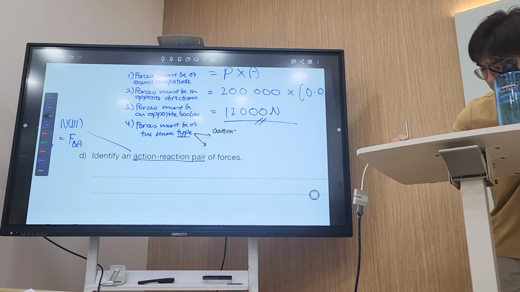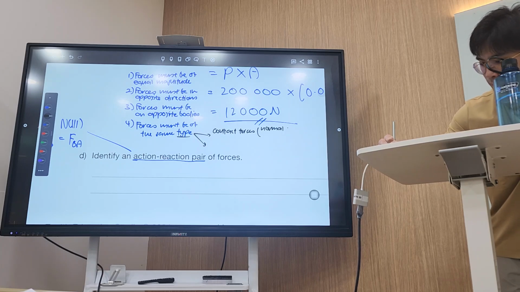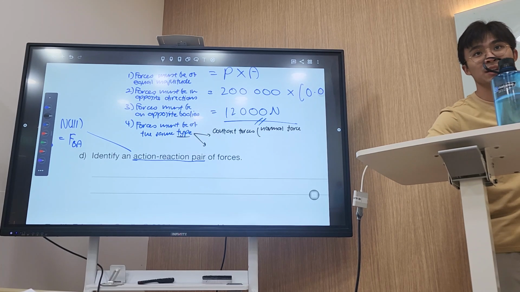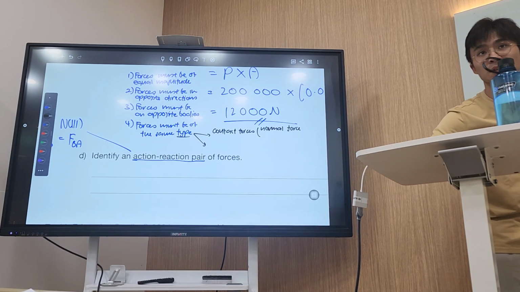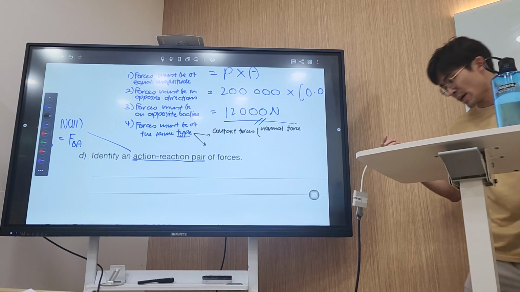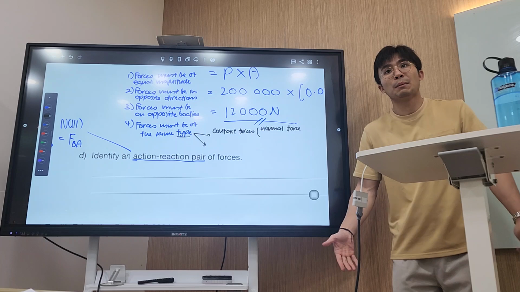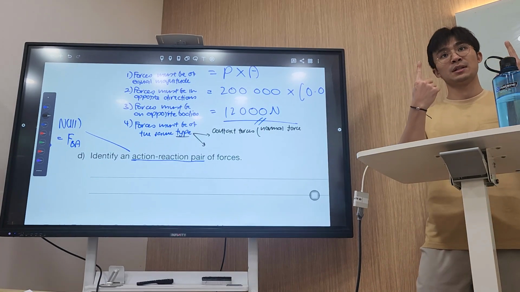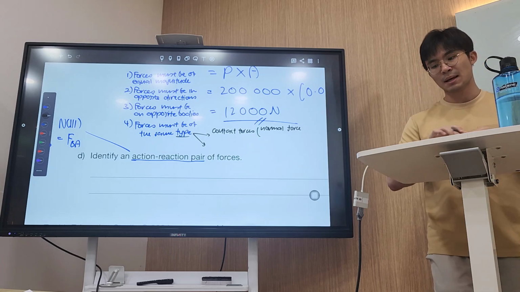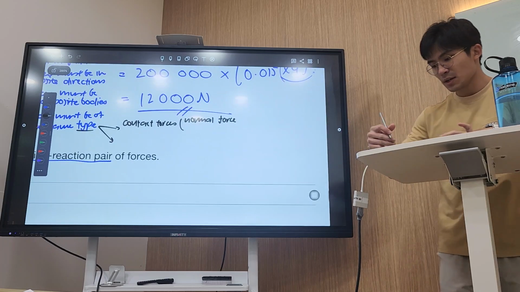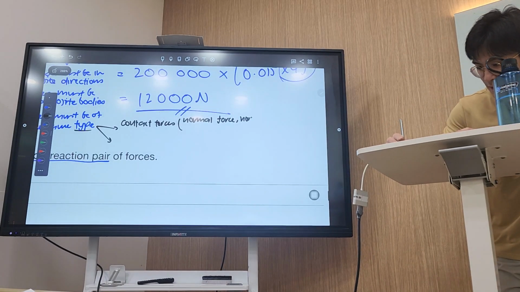Contact forces, aka your normal force. What's normal force? Normal force is if I push against the wall. Why does my hand not sink into the wall? It's because the wall automatically exerts a normal force against my hand. Why are we not sinking into the floor? We have weight, so why are we not sinking down? It's because the floor automatically exerts an upward normal force on us. Sometimes your school might call this normal reaction force. So your normal force, your normal reaction force, all these are here.